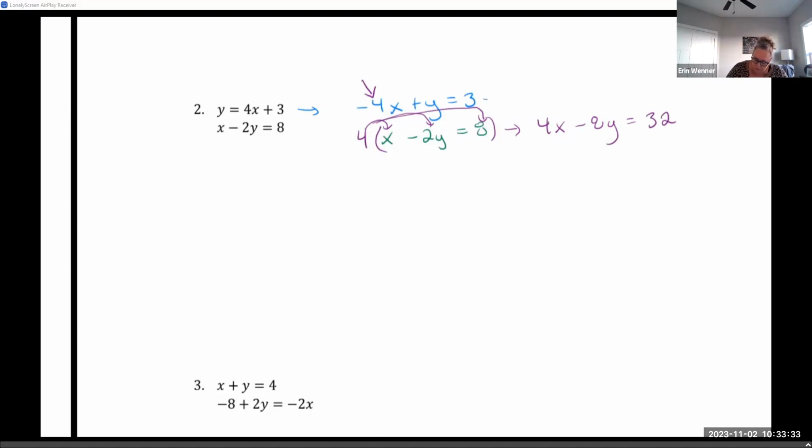That first equation, if I bring that back over, I'm going to have negative 4x plus y equals 3. So now when I add the two together, negative 4x and positive 4x, they're going to cancel. So I don't have an x anymore. Plus y, negative 8y. When I add those up, I get negative 7y. And 3 plus 32 is going to make 35. So from here, I can divide both sides by negative 7.